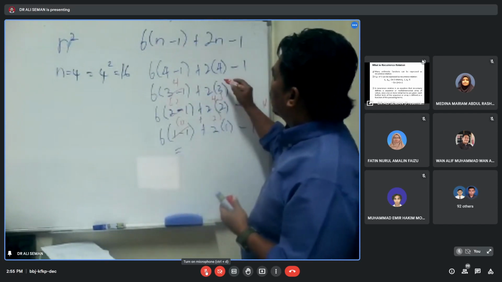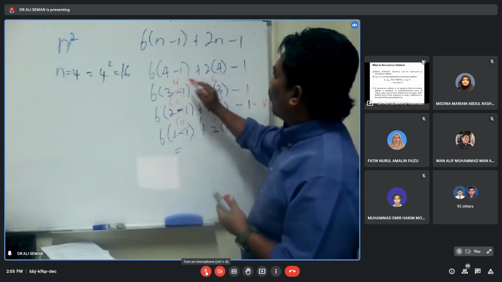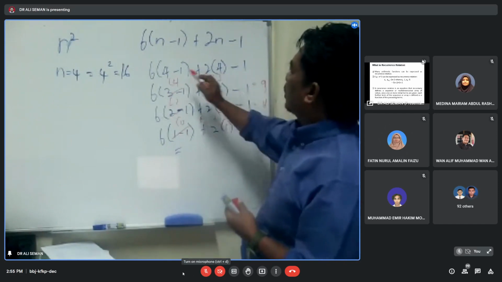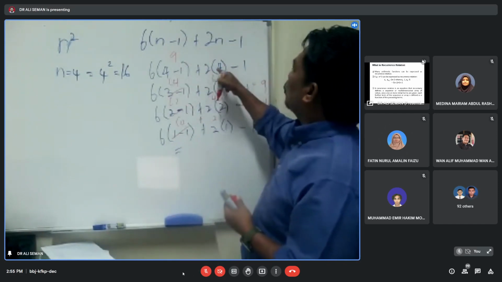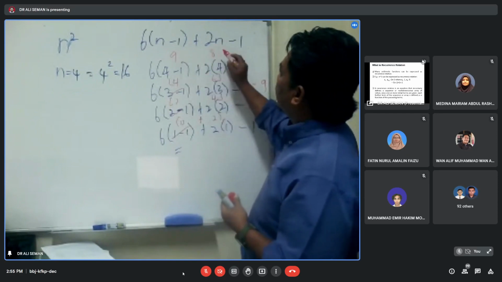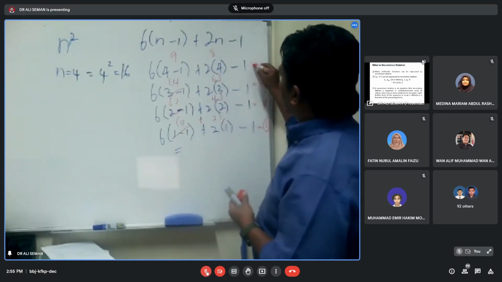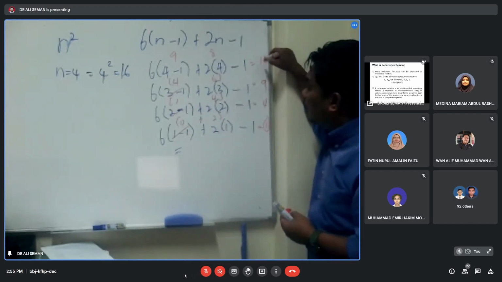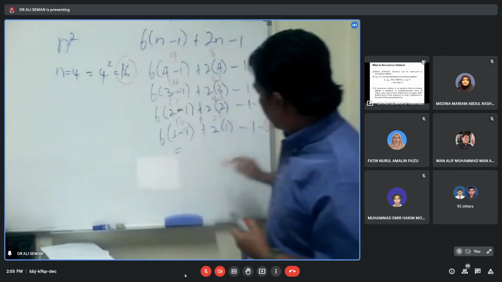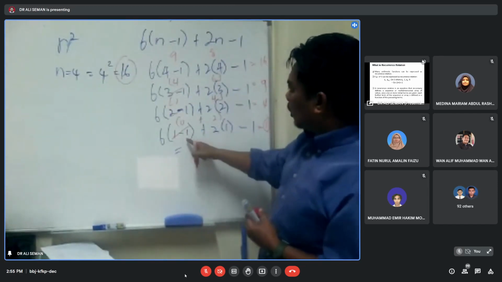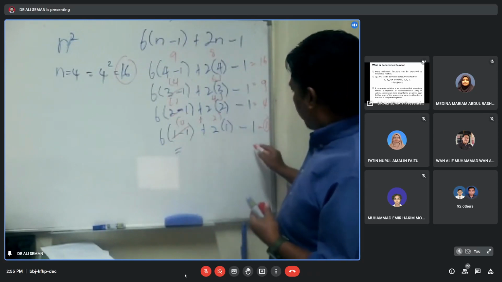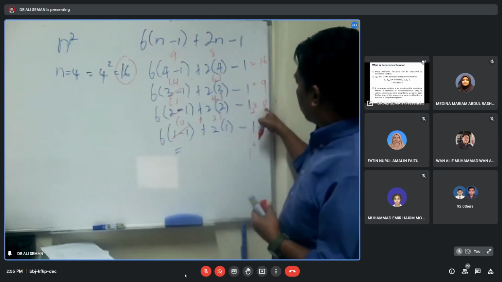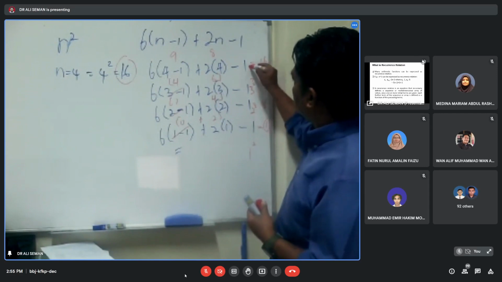2 times 3 is 6, right? 4 plus 6 is 10, 10 minus 1 is 9. Here we have the 9. 2 times 4 is 8, and 9 plus 8 is 17, minus 1 is 16. Correct? Finally, we got the answer: 16, because 4 squared is 16. So 1 squared is 1, 2 squared is 4, 3 squared is 9, 4 squared is 16.